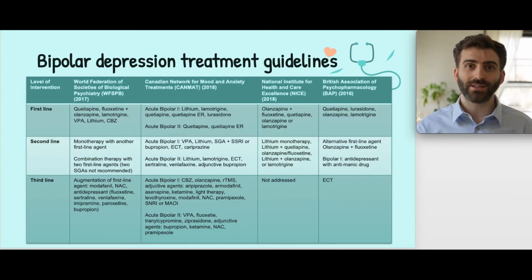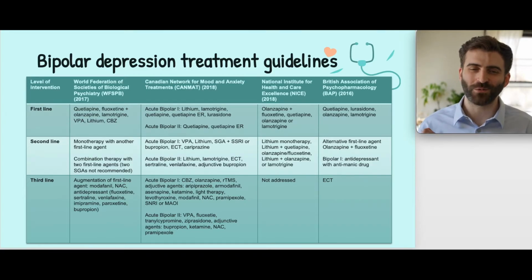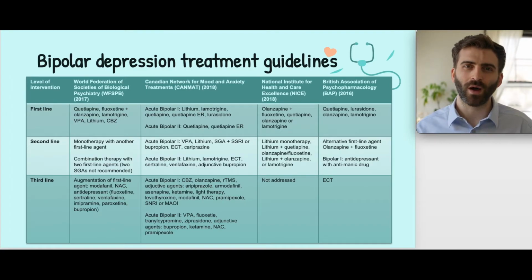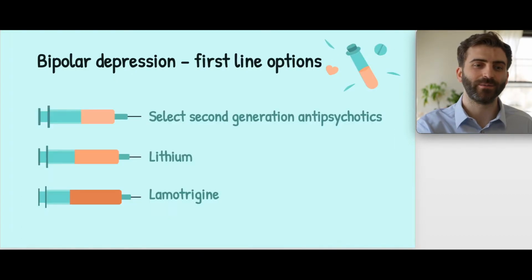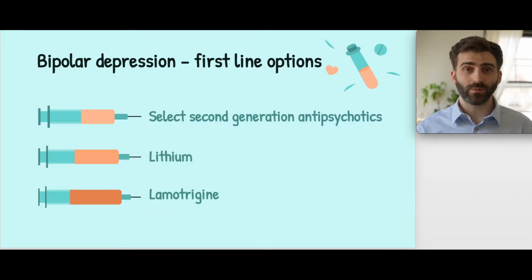One thing to note is that you won't see antidepressants as first line, sometimes as second, sometimes as third. The only exception being fluoxetine when used in combination with olanzapine. And we'll talk about why in a little bit. But typically you don't use antidepressants to start. So if you boil down these guidelines, here's what you're left with for the first line options.